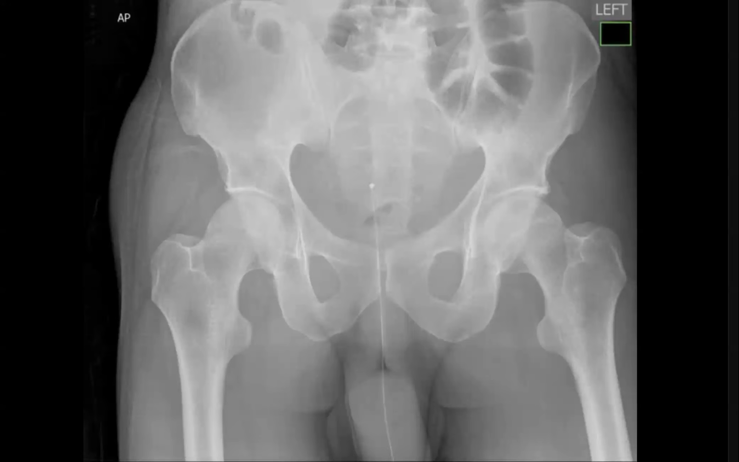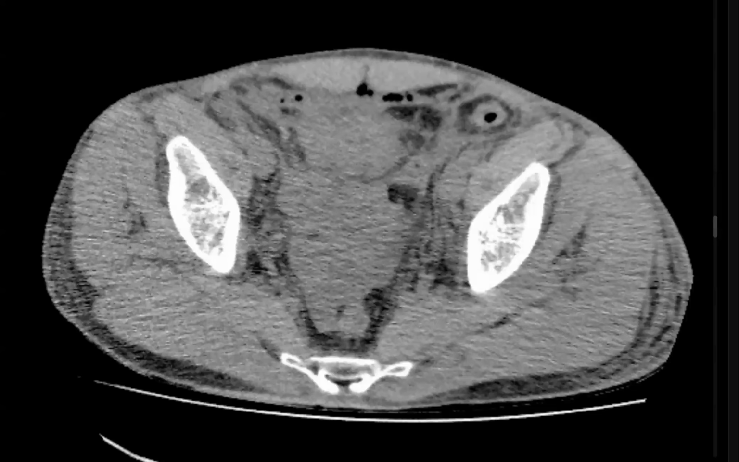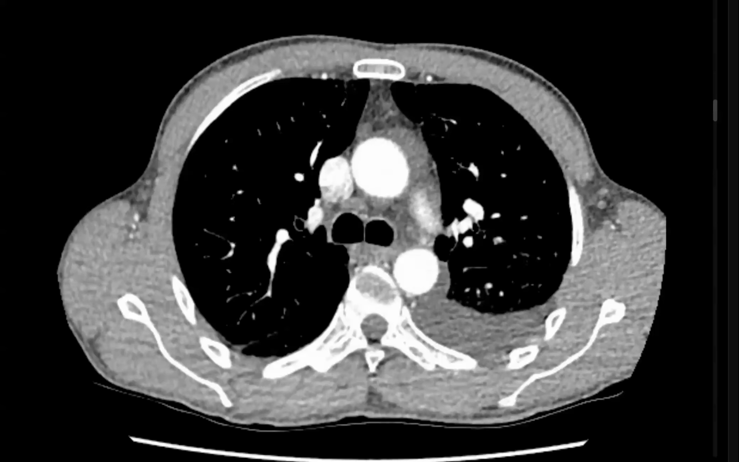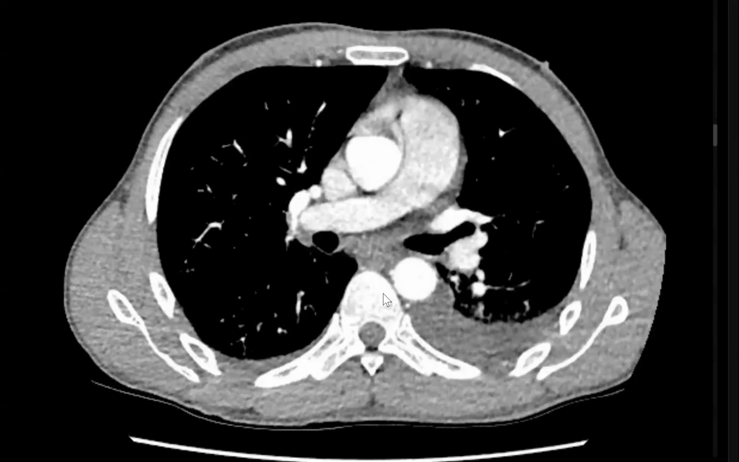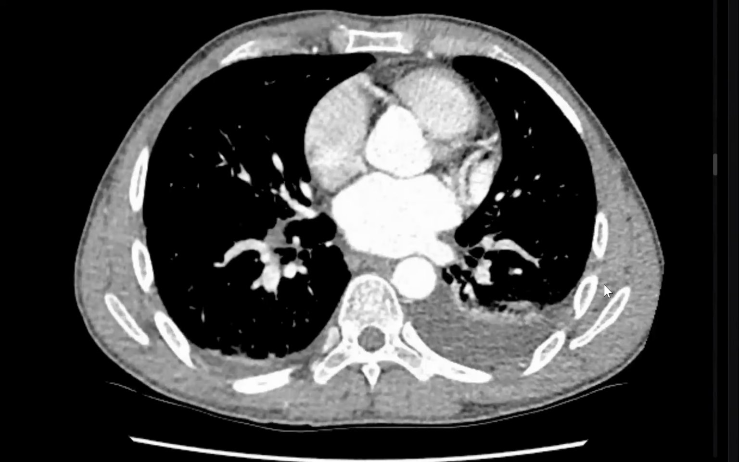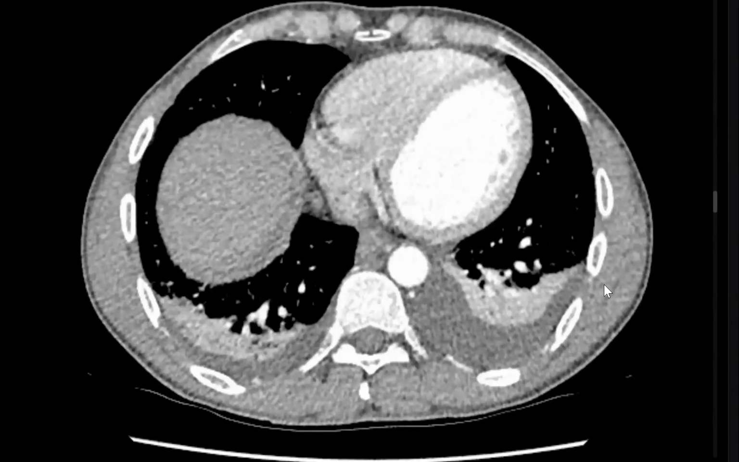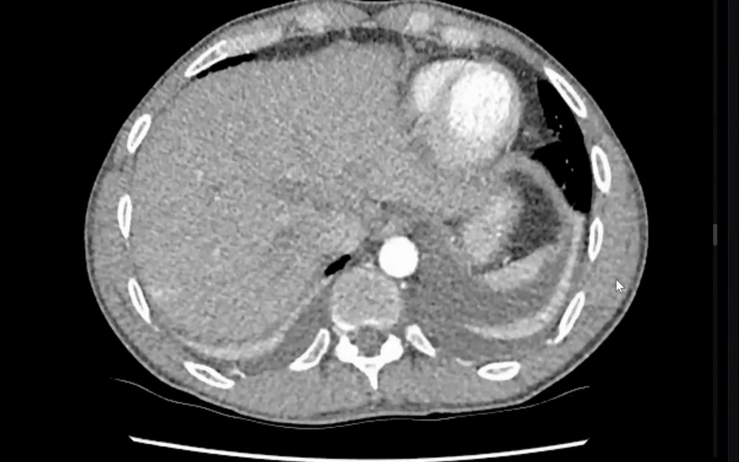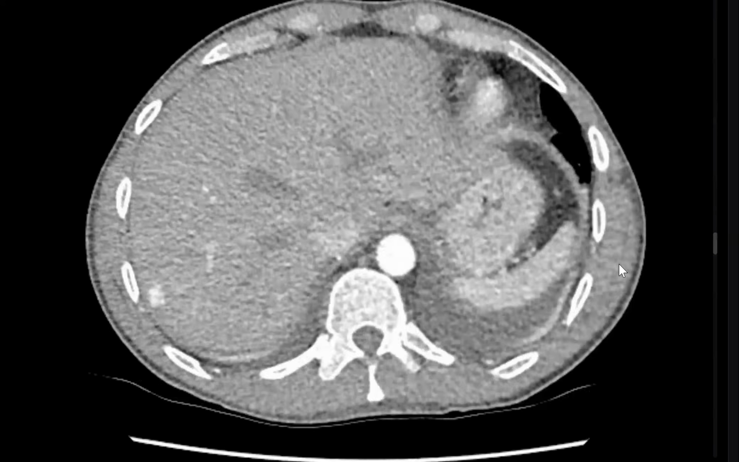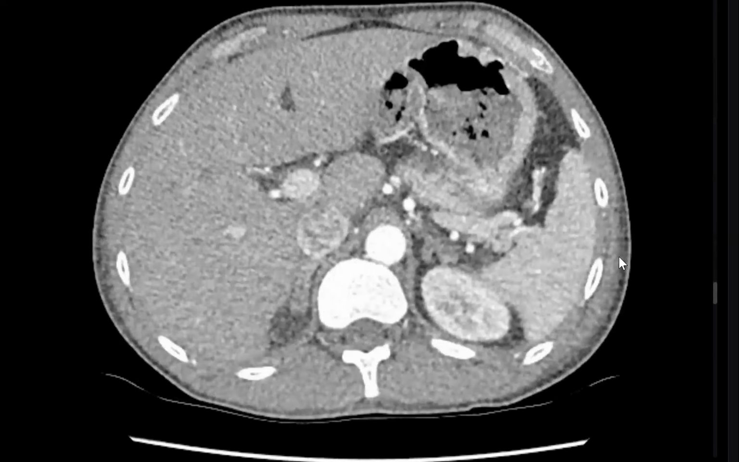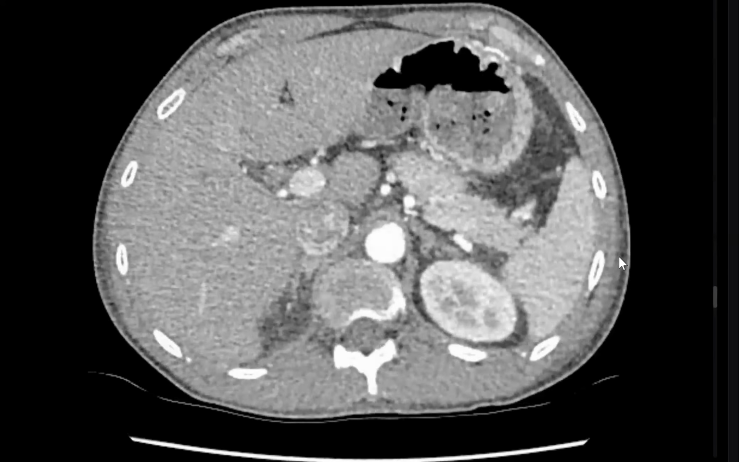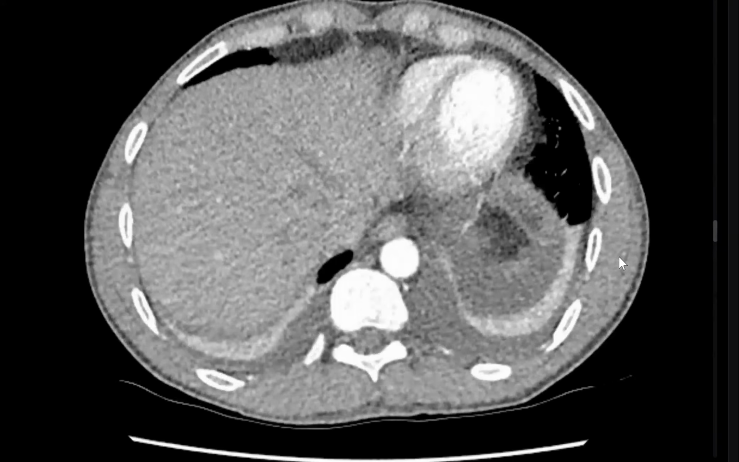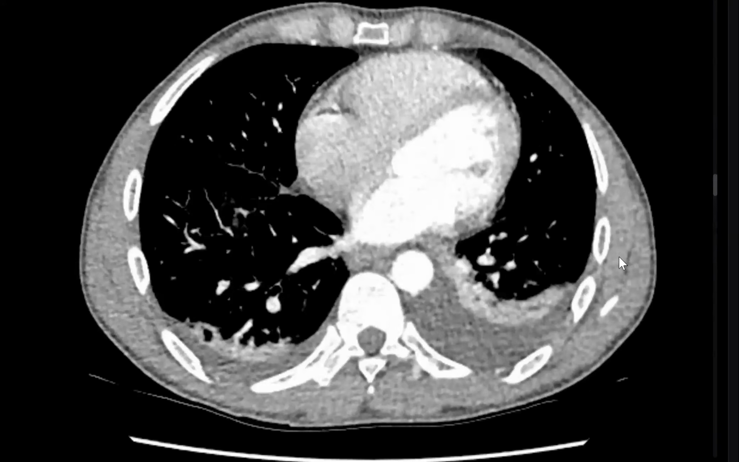So we perform it. This is the unenhanced scan and this is the enhanced scan. Okay, so this is the CT scan, axial cuts of the same patient with IV contrast. It's showing bilateral pleural effusion, more on the left, with associated atelectasis more on the left side. The liver and spleen are unremarkable, no lacerations, no subcapsular hematomas.